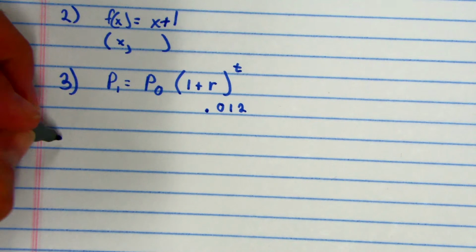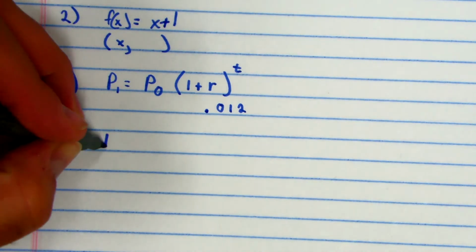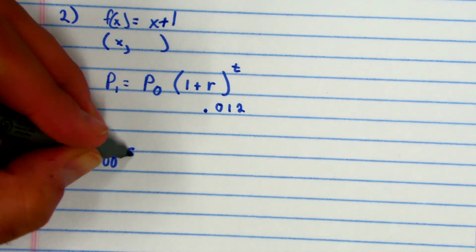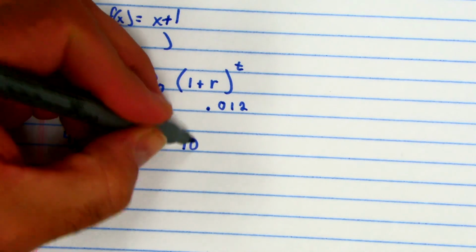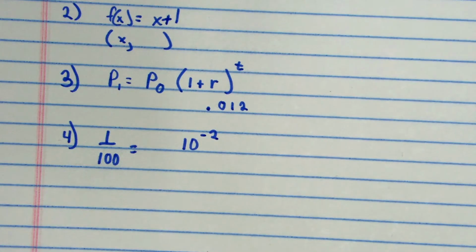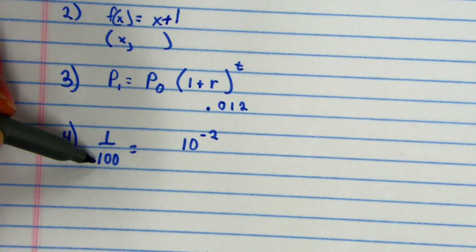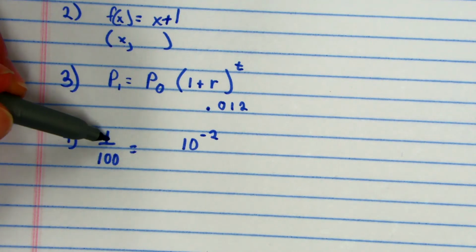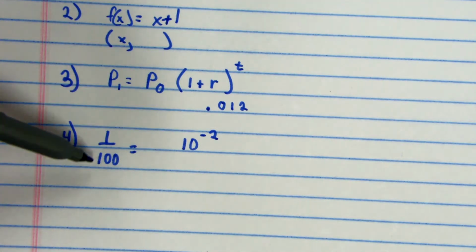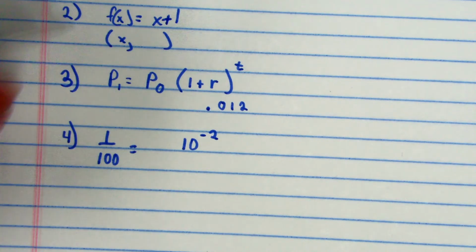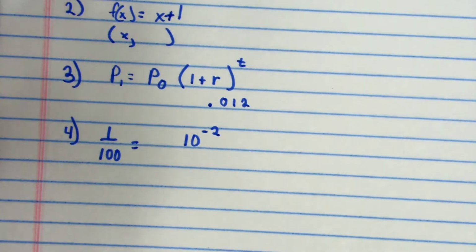Problem 4. We're supposed to write this as a single power, which means it's 10 to the negative second. Why? Because when you have fractions, you have to move it over the fraction bar, and it changes from 10 to the second here to 10 to the negative second up top.